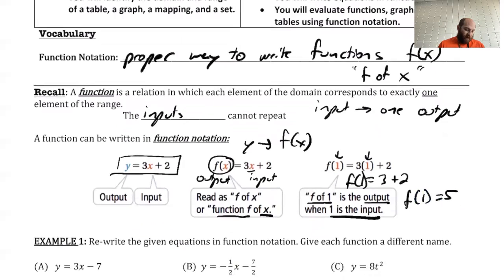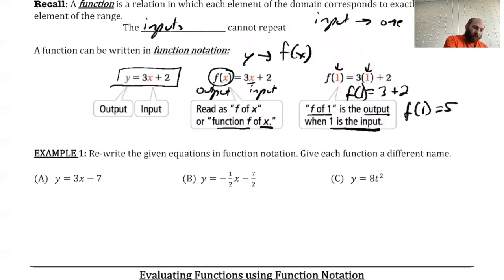For this first example, all we're going to do is just rewrite these. It's going to be really tricky, very difficult for part A. Ready? Y there turns into this. Again, the only difference between an equation and function is I'm changing this into this. Part B says to give each function a different name. So I don't always have to use f. Sometimes we like to use different letters for the functions just so we can change them. So in the first case, it was f of x.